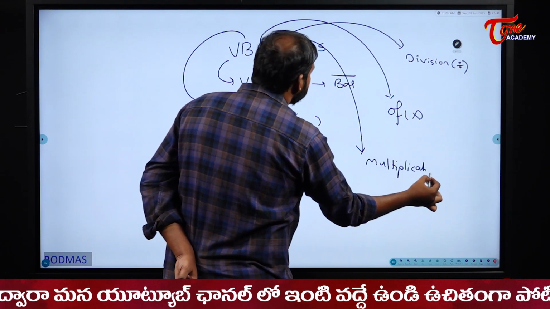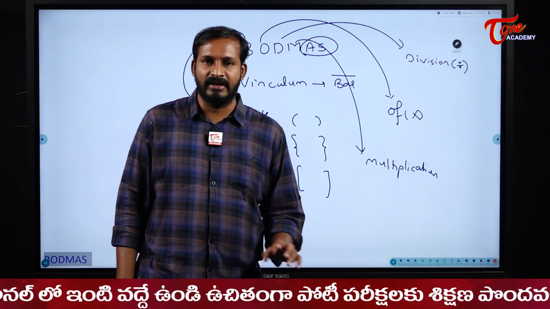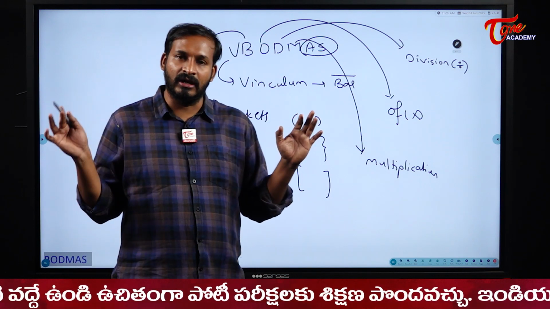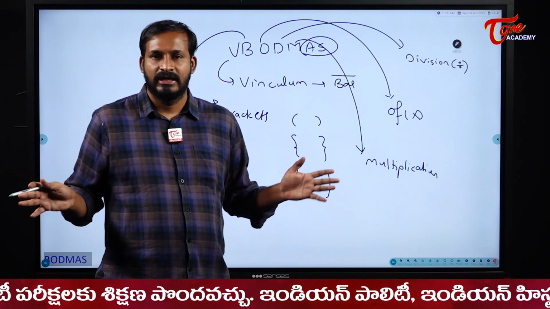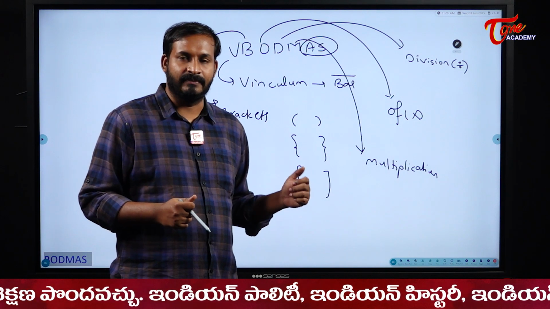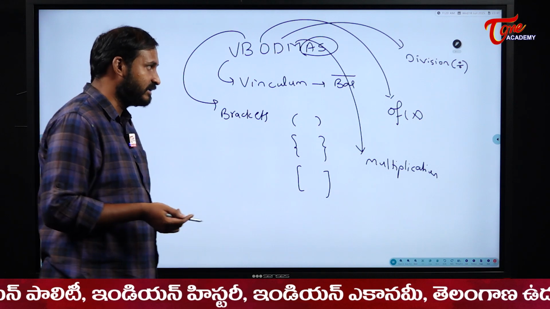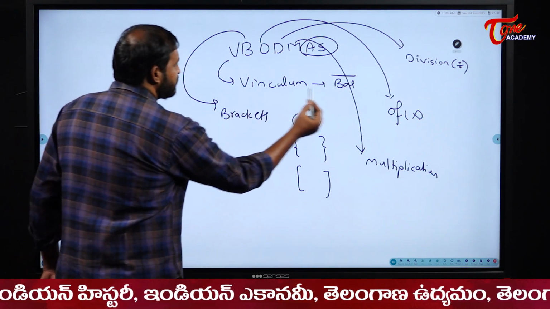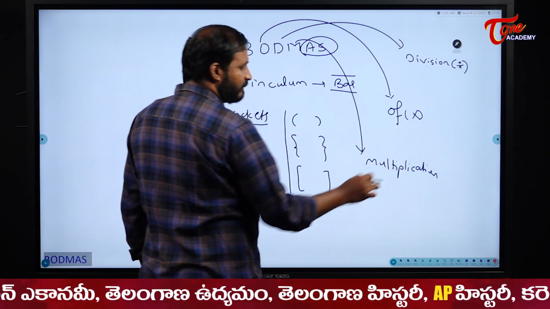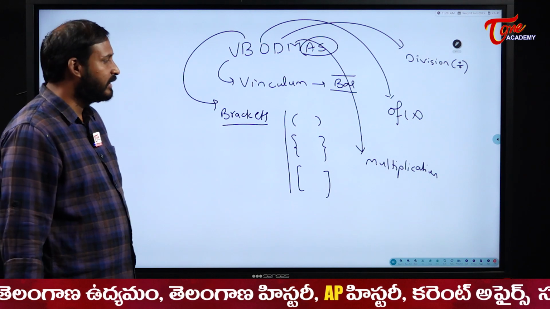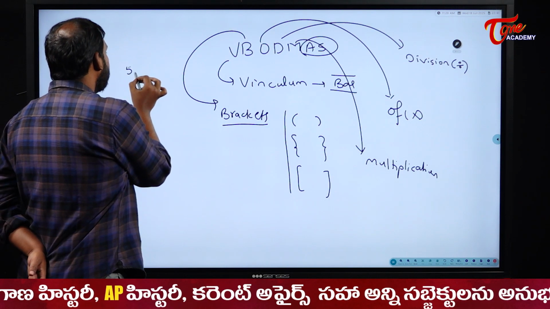And see here students, in case of addition and subtraction, we can do it simultaneously. No problem with that. We can add all the positive terms, we can add all the negative terms, and then do the mathematical operation between them. Okay, so A and S we can do it simultaneously. Later while solving the problems we will see it. So first vinculum, the bar, and then brackets in this order, and then division and multiplication and so on.